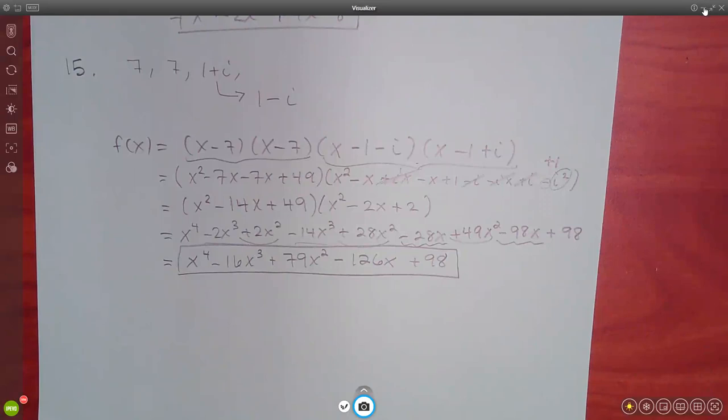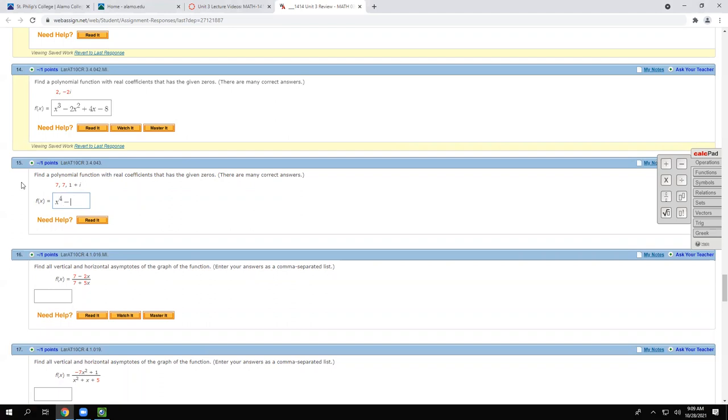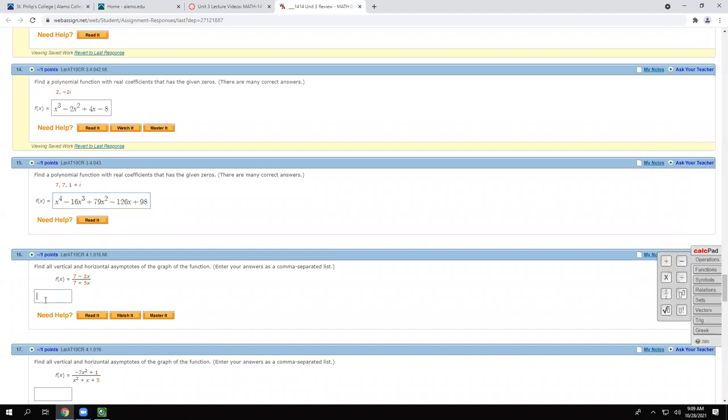Okay. Let me have a second. I'm going to type that in there. X to the fourth minus 16x to the third plus 79x to the square minus 126x plus 98. Okay. Oops, hit fraction. Okay. Now we can get to 16. Some of those last ones are not too long.